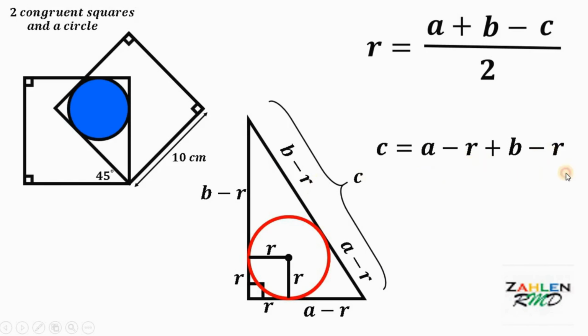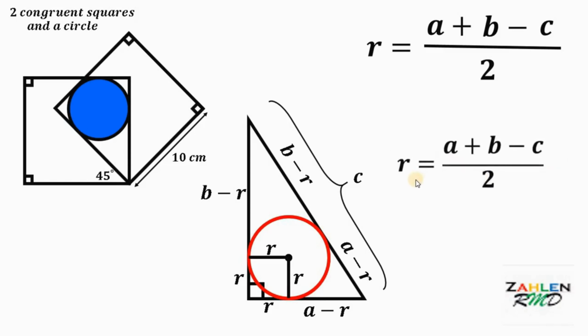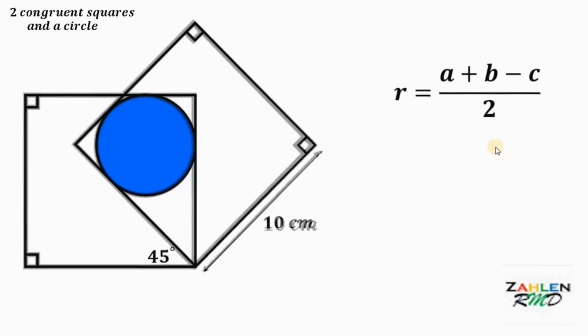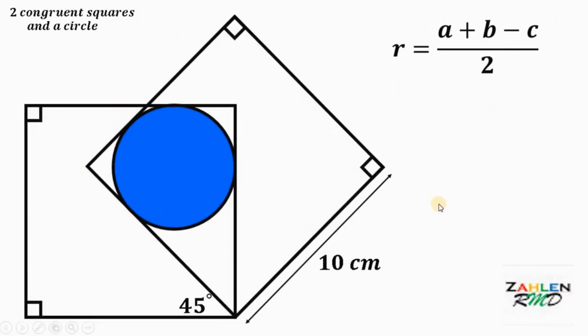Now at this point, let's combine like terms. Negative r minus r will give us negative 2r. Now add 2r on both sides and subtract c on both sides, and we get 2r equals a + b - c. Divide both sides by 2 and we get that the value of r must be equal to (a + b - c) all over 2. Therefore, we can use this result to answer our problem.